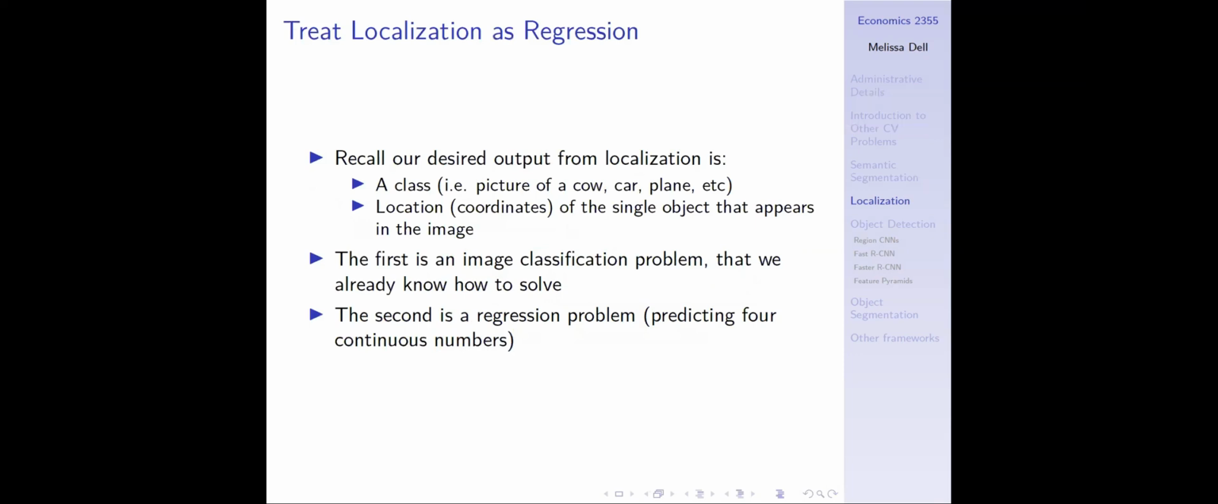Okay, so recall that in localization, what we need is a class. What is this a picture of? And a location. What are the coordinates of that single object that appears in the image? And the first thing is an image classification problem, and we already know how to solve this. The second thing is a regression problem. We need to predict 4 continuous numbers.